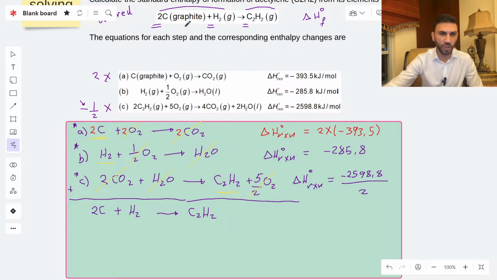And to double check, we need to check, is it the desired reaction or not? We find it's the same: 2C plus H2 yields C2H2. So our work was correct.